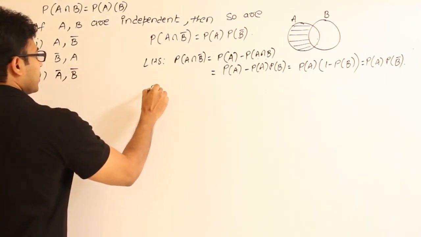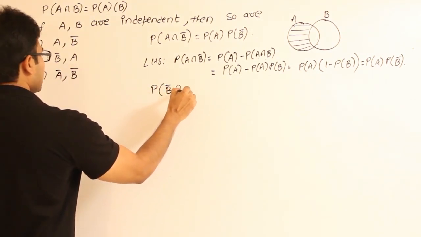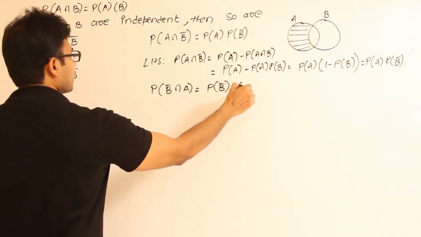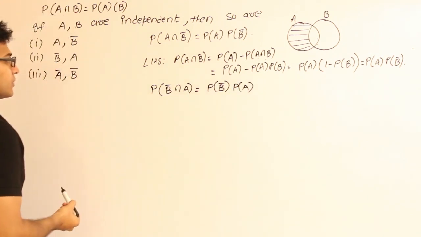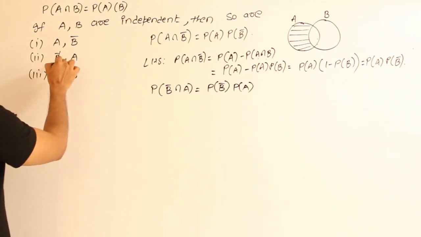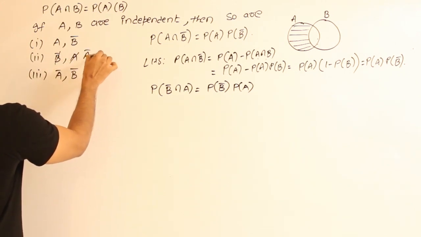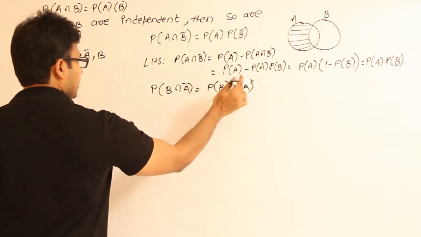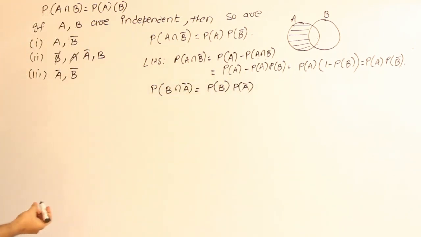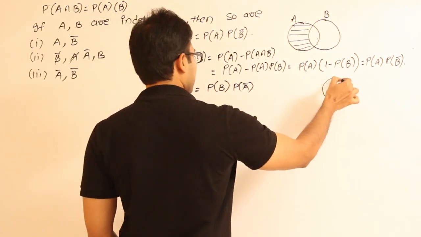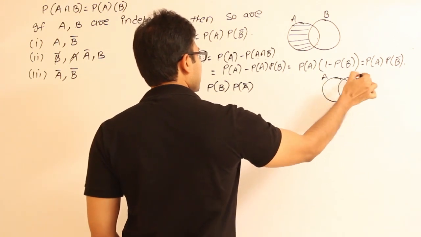Next we have to prove that B complement and A are independent. If I have to prove that, I should prove this: P of B complement intersection A is equal to P of B complement into P of A. This is what I should prove, right? Now what can we say about this? It is the same, so I have to write it differently: A complement and B. I have to prove this one. Now if you take the set theory diagram and analyze it, this part is nothing but P of B intersection A complement.